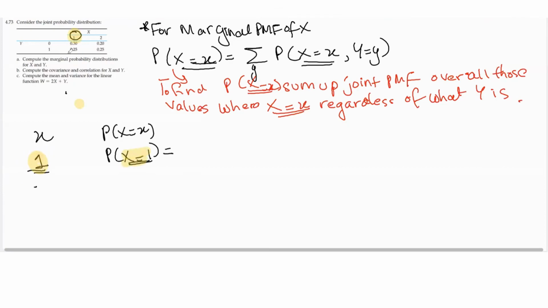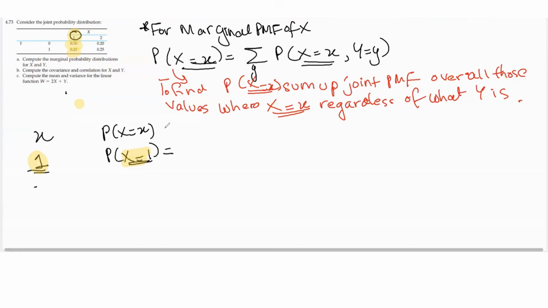For this, we'll sum up the joint PMF over all those values where x is 1 regardless of what y is. So here x is 1, y is 0. This is x is equal to 1, y is 1, right? So basically, we'll just sum up all the values in the column corresponding to x is equal to 1, because in all those values, x is equal to 1 regardless of whatever y is.